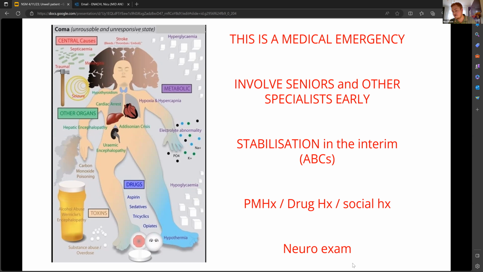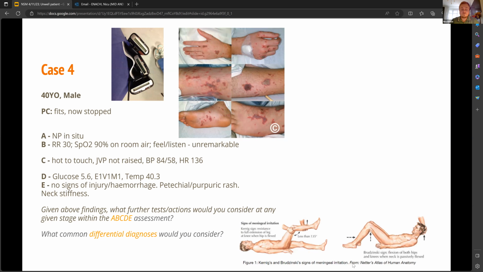And as part of your D and E, you do perform at least a brief neuro exam so you can get an idea about their tone and whatnot. Anyway, case 4. Well done, guys, for that one.